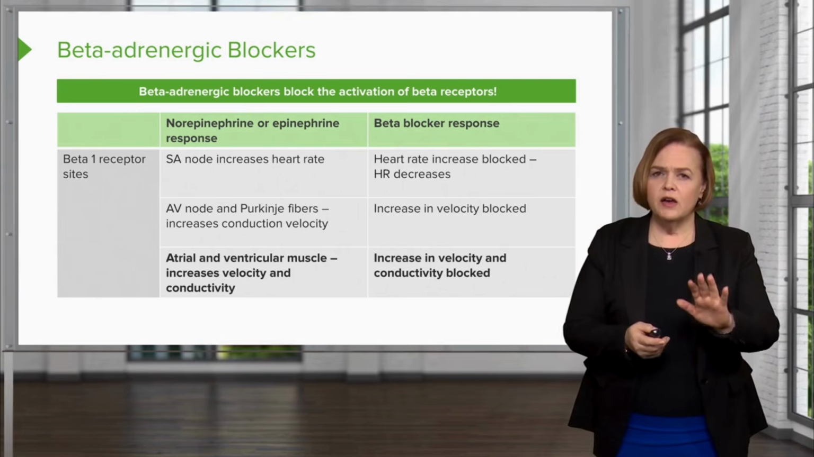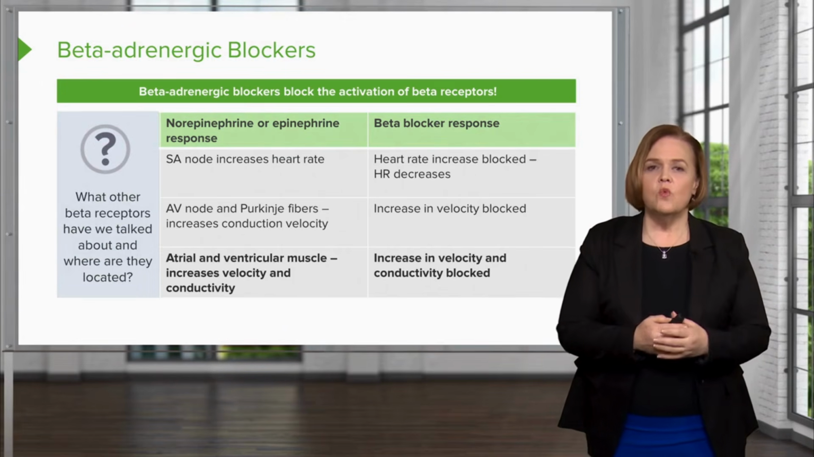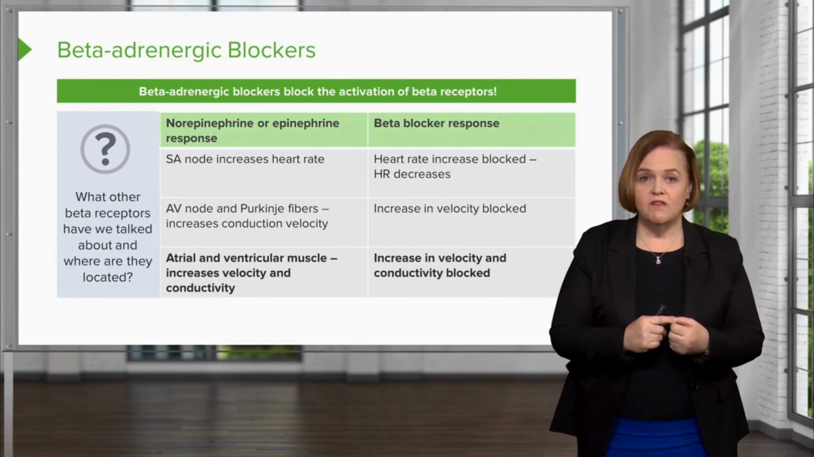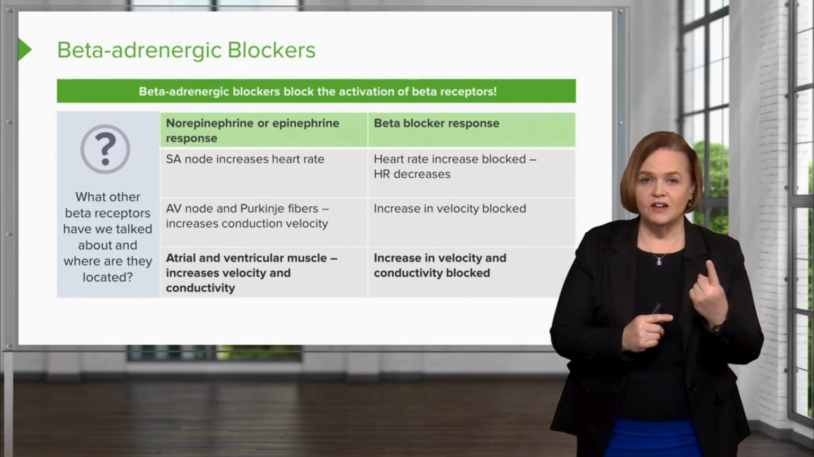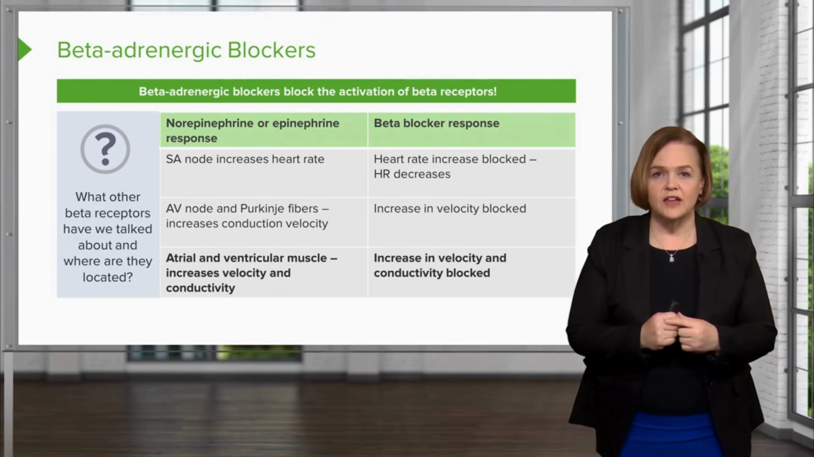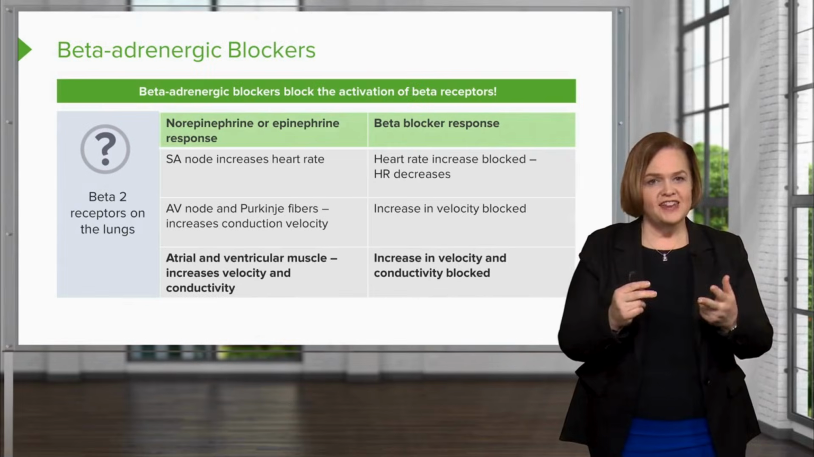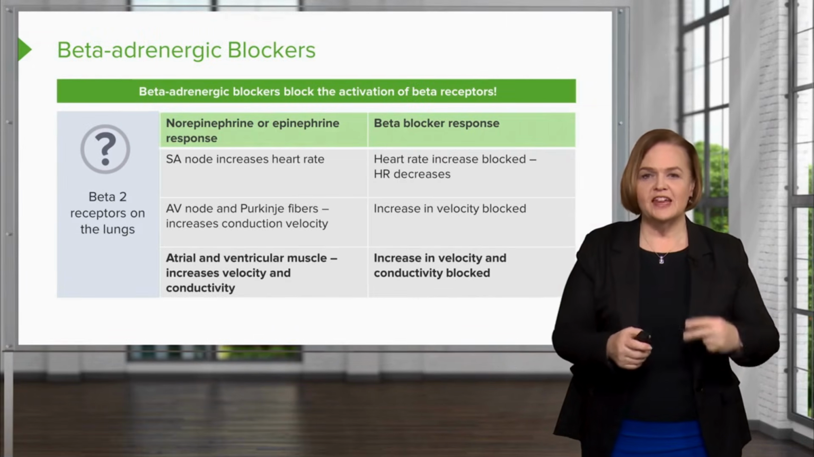But stop and pause for a minute and think. What other beta receptors have we talked about and where are they located? We have beta 1s on your heart. So where are the other receptors located? You got it. Beta 2s are located on your lungs.